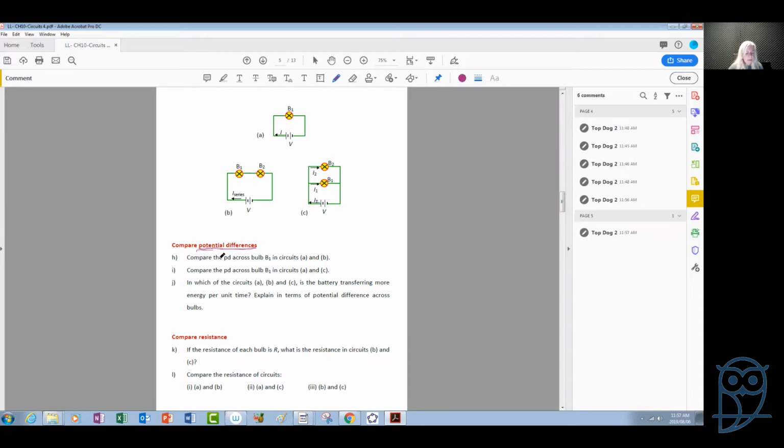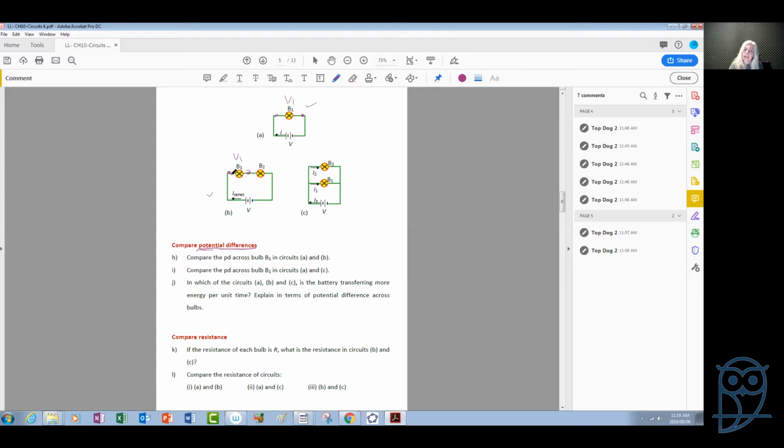What is this? Question H now. It says, compare the potential difference across bulb B1 in circuits A and B. Okay, so we need to compare this potential difference across B1 in this circuit and across this circuit, this V1, let's call it. Well, here obviously the potential difference across B1 is equal to the potential difference across the battery. For simplicity, we assume no internal resistance. Okay, so V1 actually is V here.